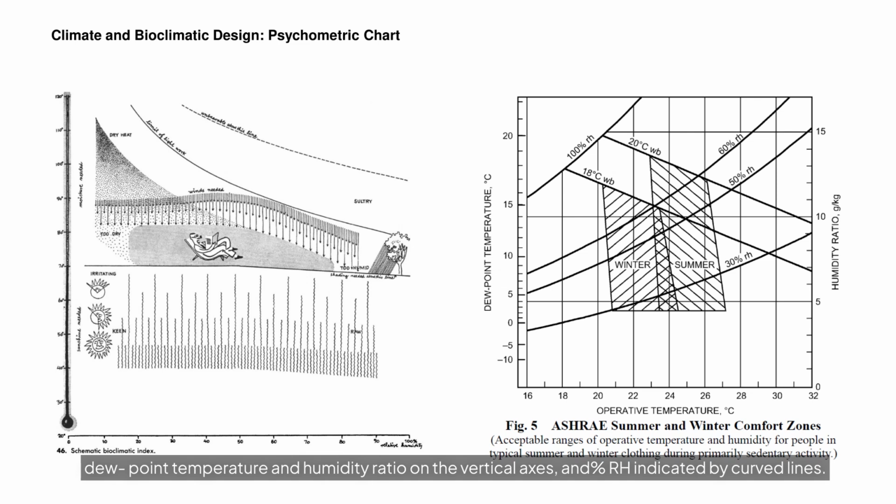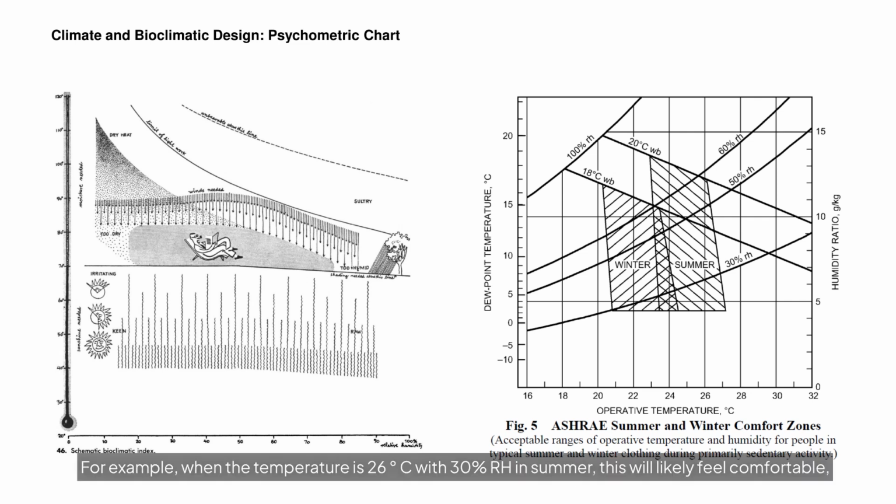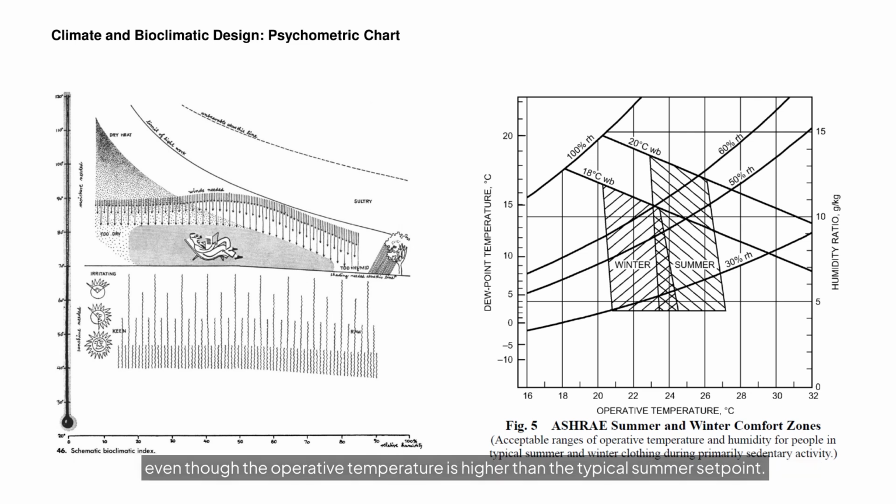curved lines. The areas highlighted with hatched zones indicate acceptable ranges of operative temperature and %RH for people in summer and winter during primarily sedentary activity. For example, when the temperature is 26 degrees Celsius with 30% RH in summer, this will likely feel comfortable, even though the operative temperature is higher than the typical summer set point. This helps us select natural conditioning strategies during the bioclimatic design process before activating mechanical air conditioning.